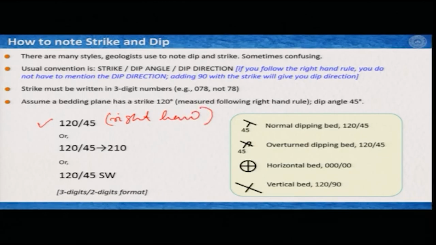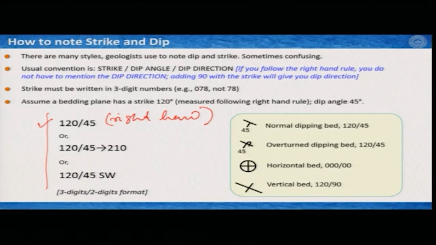You can also write 120 degrees, 45 and then an arrow 210, that is the direction it is sloping. That means it is sloping towards southwest. So, you can also write it 120 degrees slash 45 southwest. So, a 3 digit slash 2 digit format. Now, this is how you note in the field notebook your dip and strike and dip direction data.